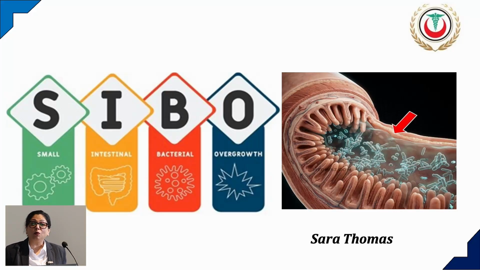what is SIBO, why SIBO matters, the normal gut flora, the normal defense mechanism of the gut, and the pathophysiology. Now, SIBO stands for small intestinal bacterial overgrowth. It is defined as the presence of excessive bacteria in the small intestine causing gastrointestinal symptoms. These include aerobes, anaerobes, and archaea that can ferment carbohydrate and produce gases.